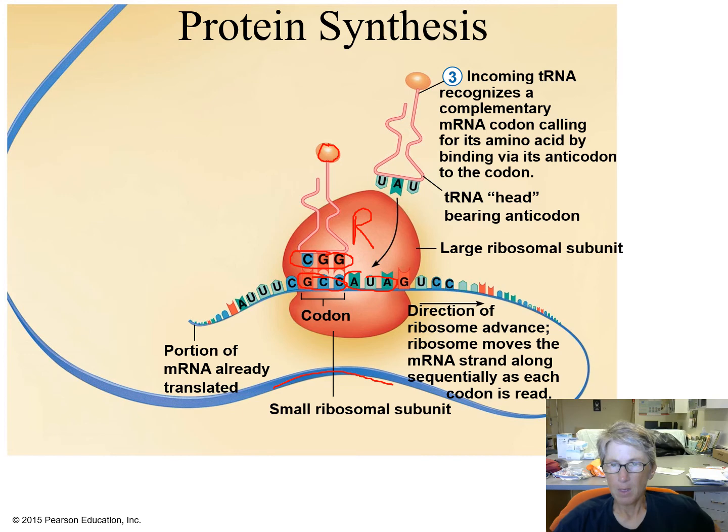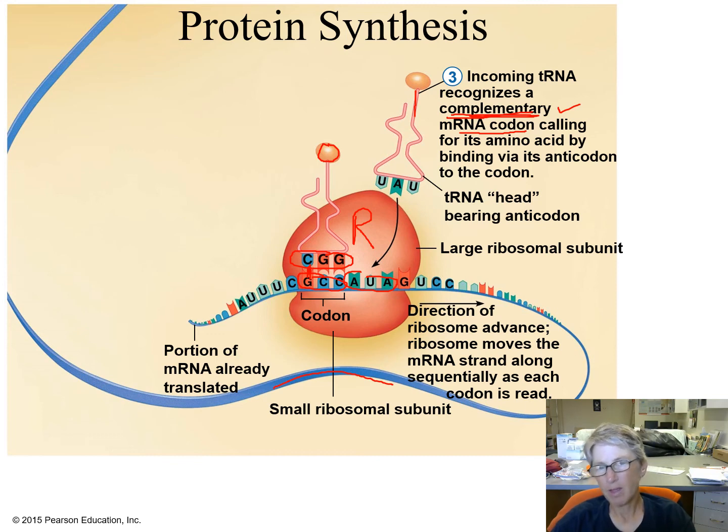So let's see what it says. Number 3, incoming transfer RNA, the bent hanger, recognizes a complementary messenger RNA codon. Complementary just means that the two bases complement each other. So remember, in DNA, A always binds with T, G always binds with C. In the RNA world, G always finds a complementary partner with C, and U finds a complementary partner with A. So that's where the word complementary comes in.